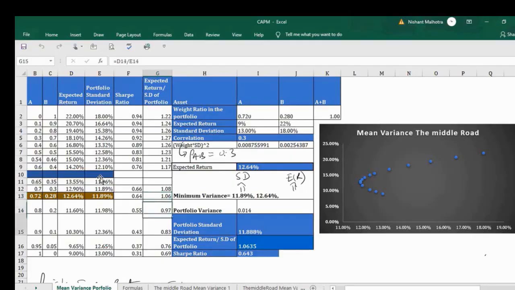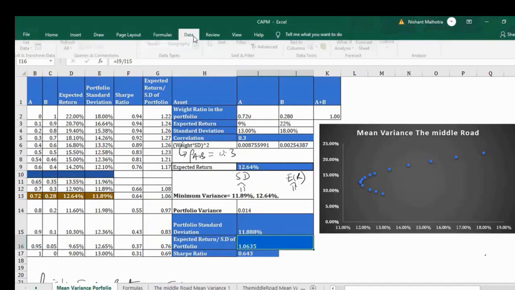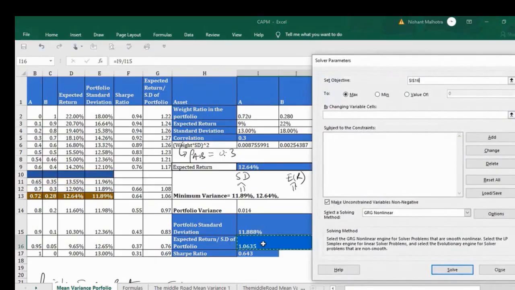How do I do that? I again go to another cell, the cell which I want to change. So I'll click here. I will go to data, go to solver, select the data point. I'll click on the maximum value. Now I want to take the changing variables. So which are the two changing variables?